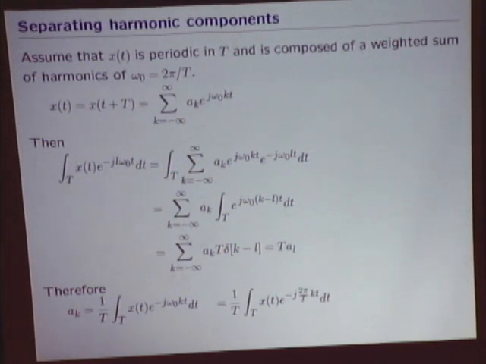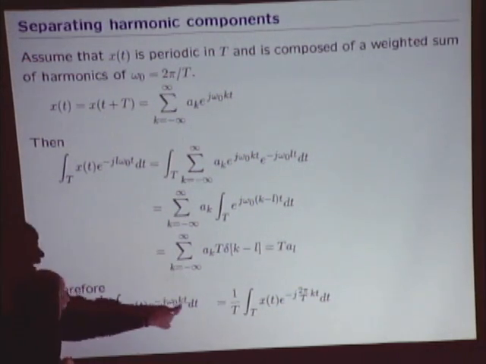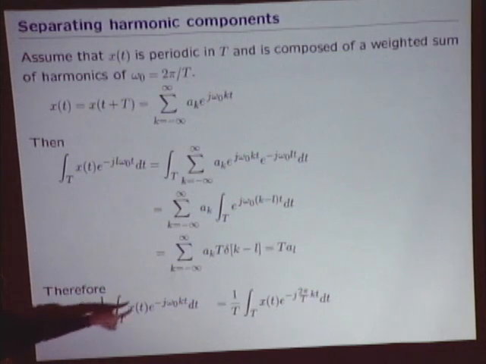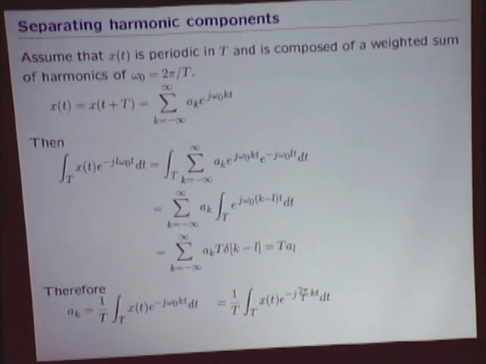Well, that's nice. That means that if I assume I can write the signal this way, then I can sift out the kth coefficient by integrating against minus the kth harmonic, and divide by T because of the normalization, because if you integrate 1 over a period, you get capital T. And that tells me that if this were true, this is how you'd find the coefficient.